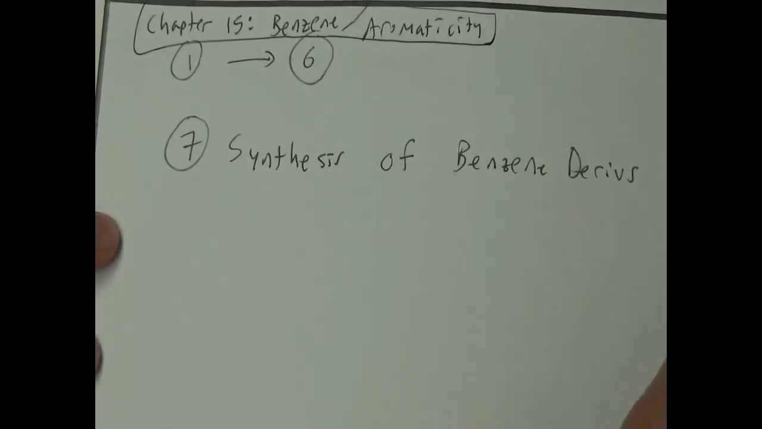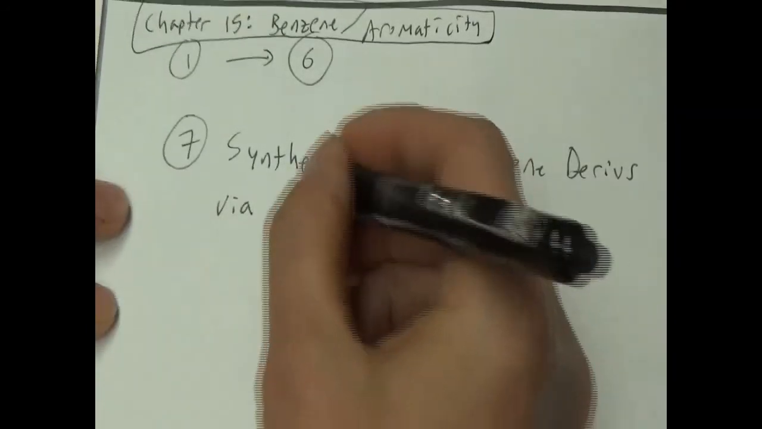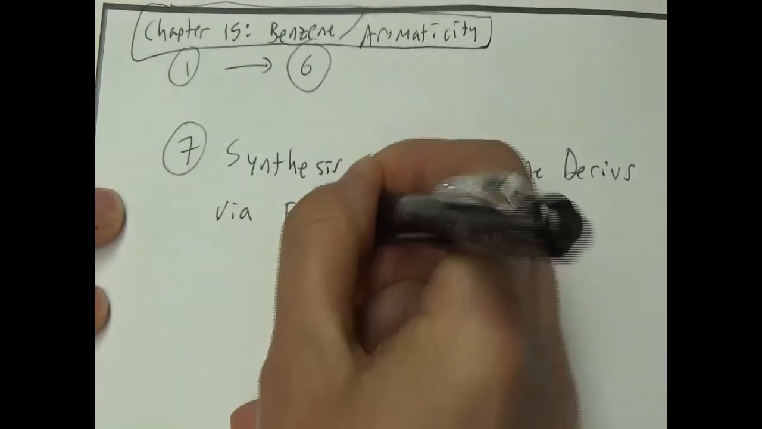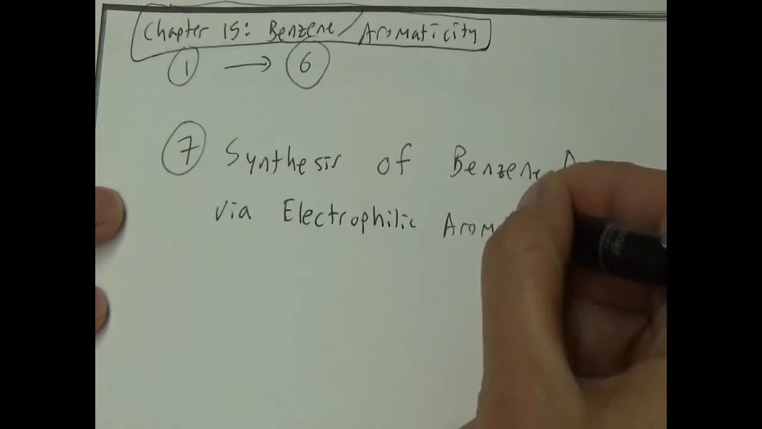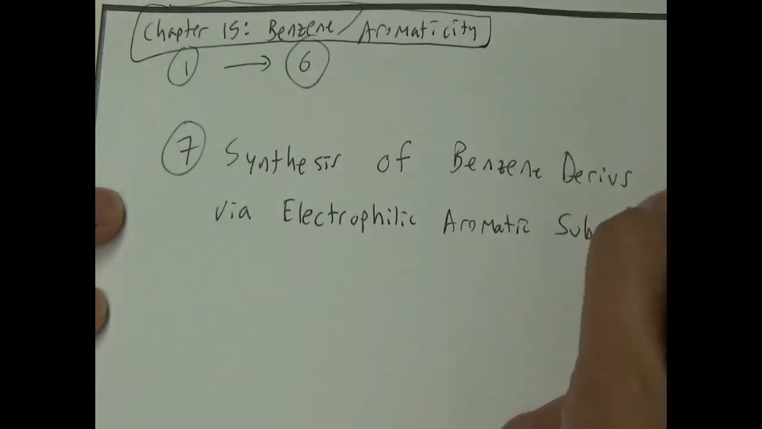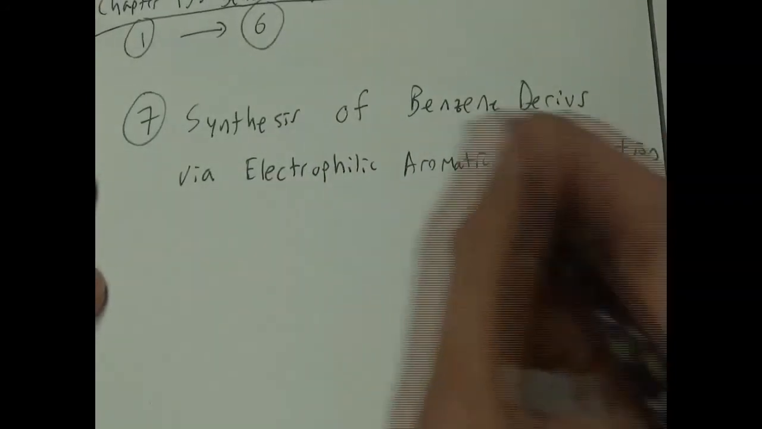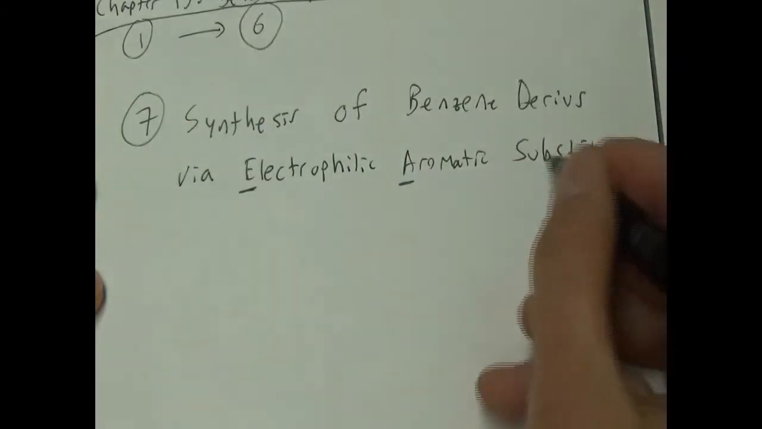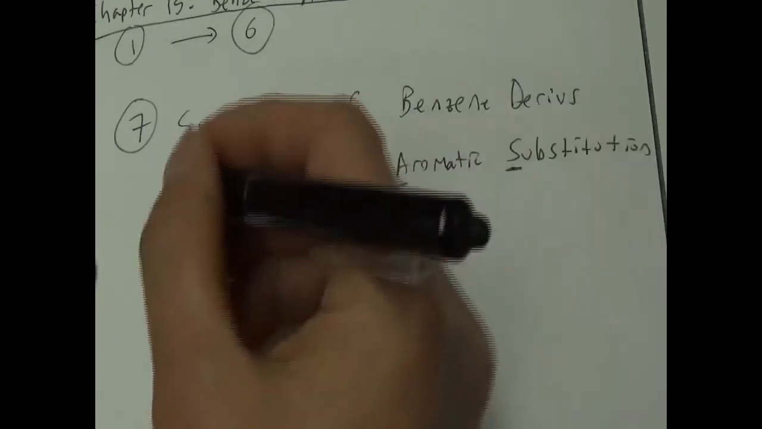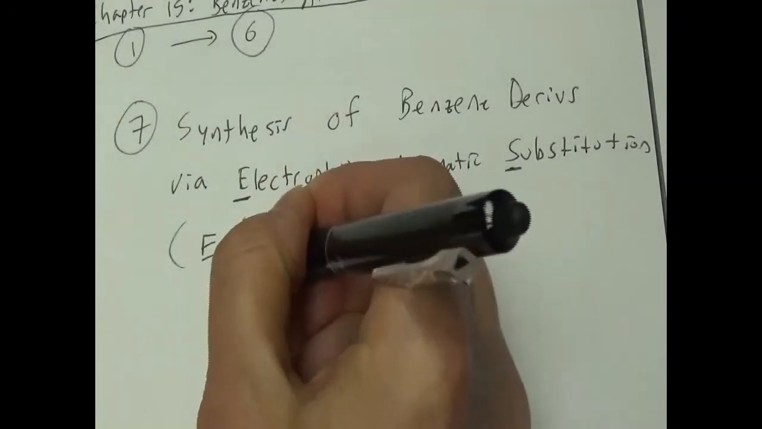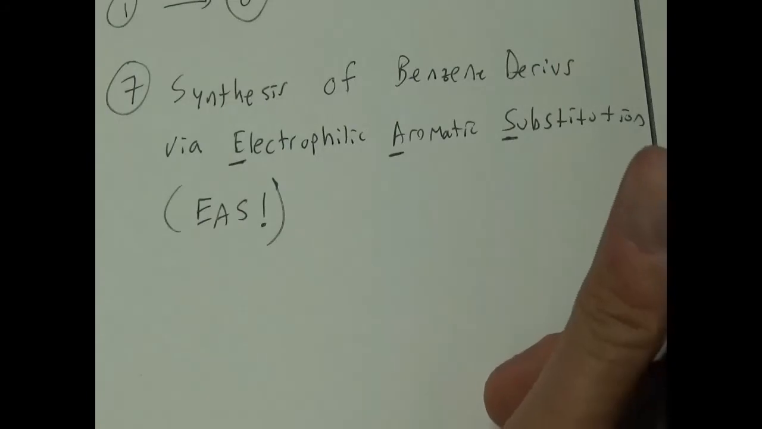Synthesis of benzene derivatives via the general class of reactions called electrophilic aromatic substitution. And maybe a good abbreviation should be, what do you think? What's a good abbreviation? Acronym. EAS. Okay, so we're going to do a lot of EAS, electrophilic aromatic substitution. They all have very similar mechanisms.